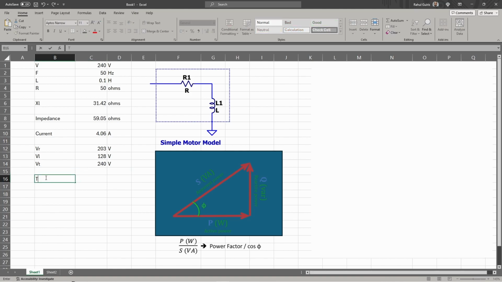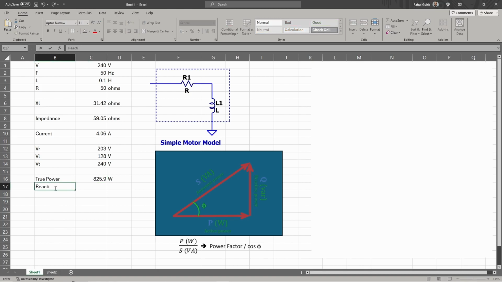Now let's look at the true power in this circuit. So the true power is the power dissipated across the resistor. So we can calculate this in a number of different ways. We can do I squared R, so we know what I is, we know what R is, or we can do V times I. So we know what the voltage across the resistor is, and we know the current through the circuit. That's going to be simpler to type out, so let's do that. So our true power dissipation in this circuit is equal to 825.9 watts.